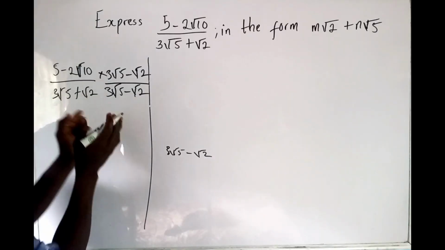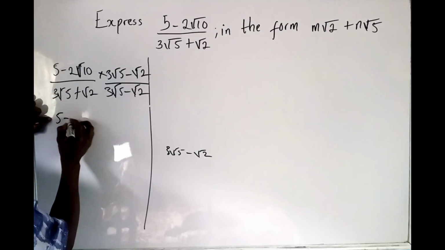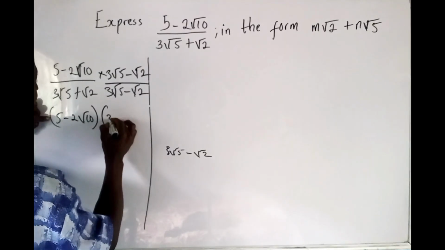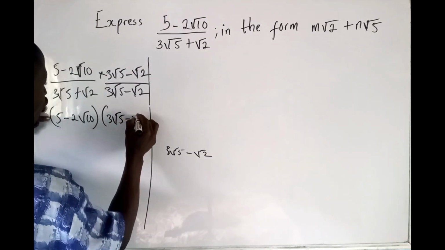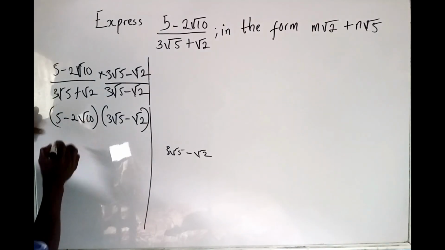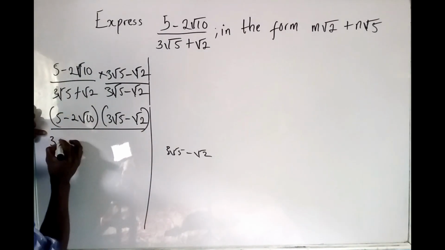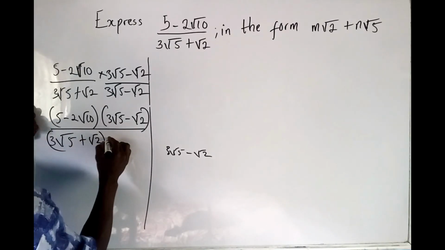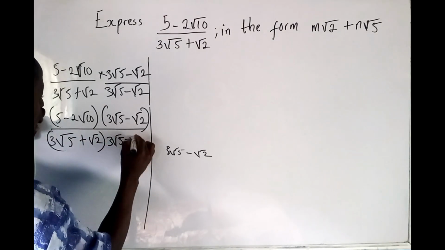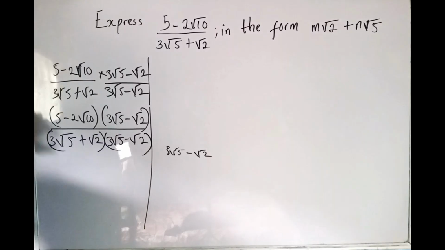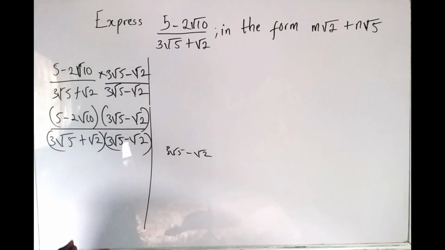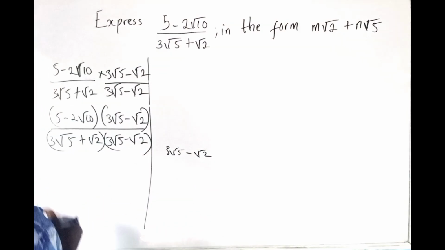So we can merge these multiples together with brackets: 5 minus 2 root 10, multiply 3 root 5 minus root 2, close your bracket. Also, all over, the same thing applies here: 3 root 5 plus root 2, multiply 3 root 5 minus root 2 in brackets. Now, I want us to take it step by step so that it will not look bulky, it will not look rough. Let us first of all solve for the denominator. To solve for the denominator, we bring it out.